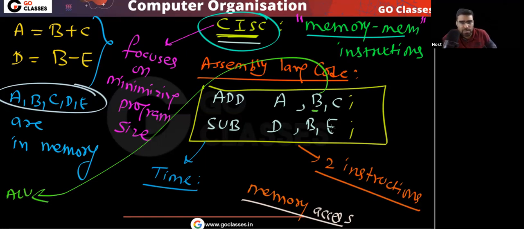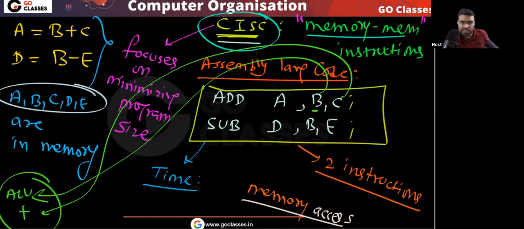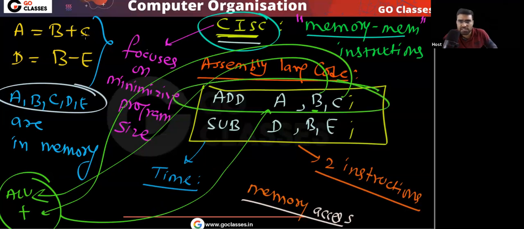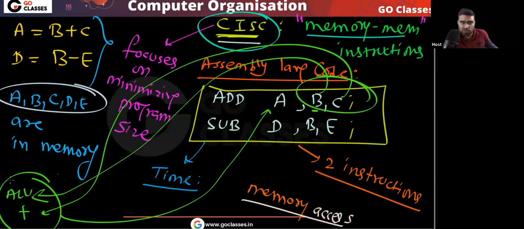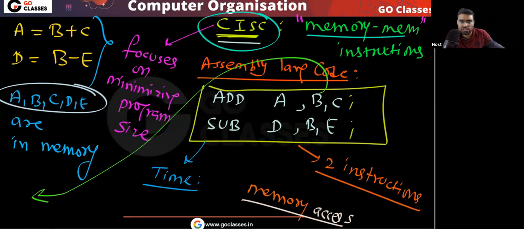Then C is also in the main memory, so it will go to the ALU too, 2 memory accesses. Then the ALU will do the addition, and you will store the result in A. So overall, for the first instruction, how many memory accesses? First you access B and C, the ALU does the addition, and then you store the result in location A. So 3 memory accesses. Yes or no? Very good, 3 memory accesses.